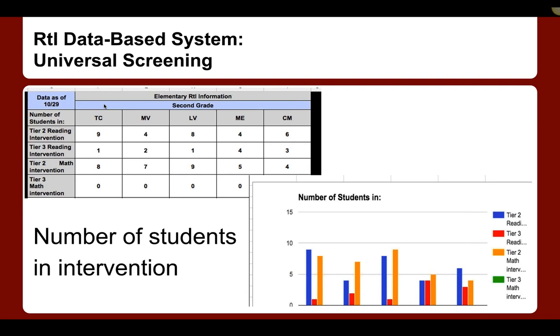One thing that is unique for our universal screening process is we've put together an assessment calendar that articulates what assessments are being given and who's implementing them. This is just an example of a 2nd grade draft for next year, and this only has the RtI components.